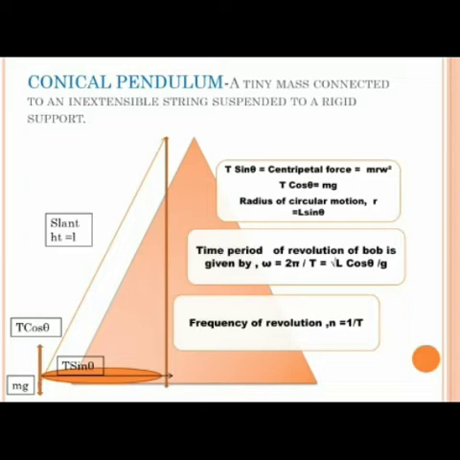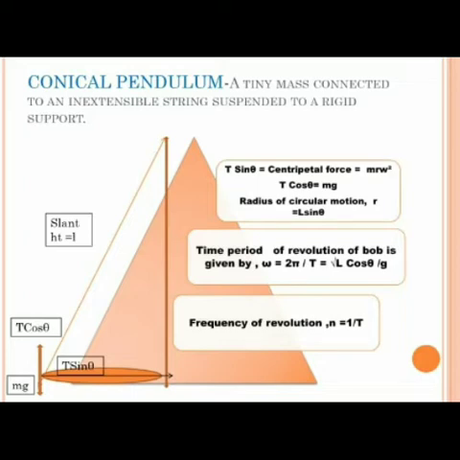Therefore, it is given by the formula m r omega square. The tension in the string, T cos theta, is equal to mg, which is the weight of the bob. The radius of the circular motion, small r, is equal to capital L.